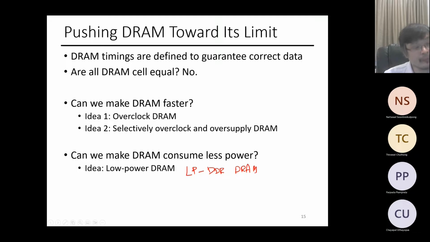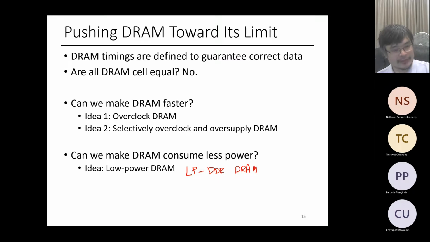If you look at the spec, it would have the letter LP, similar to the ECC DRAM. ECC is error correcting code. LP stands for low power. These are DRAM designed for your mobile phone, your laptop. It uses less power. It uses less of the supply voltage.